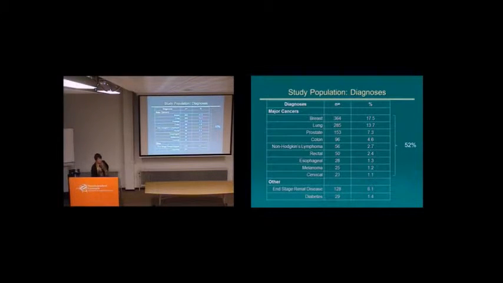About half of our patients had cancer diagnoses that are included here. Again, as I mentioned, we had about 6% that were end-stage renal disease patients who were under dialysis. So we had a broad spectrum of cancers.